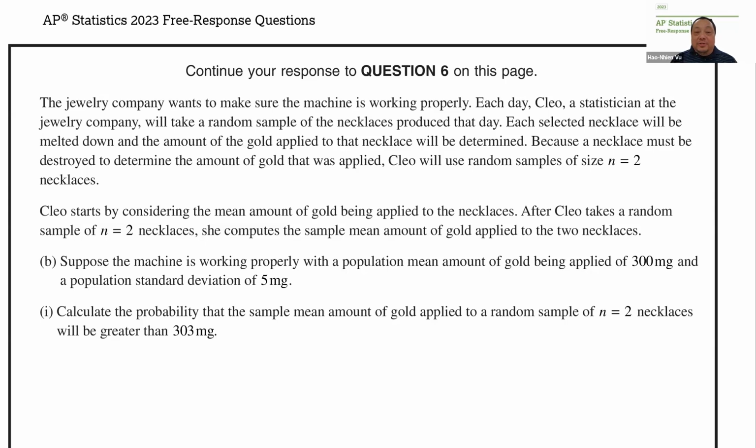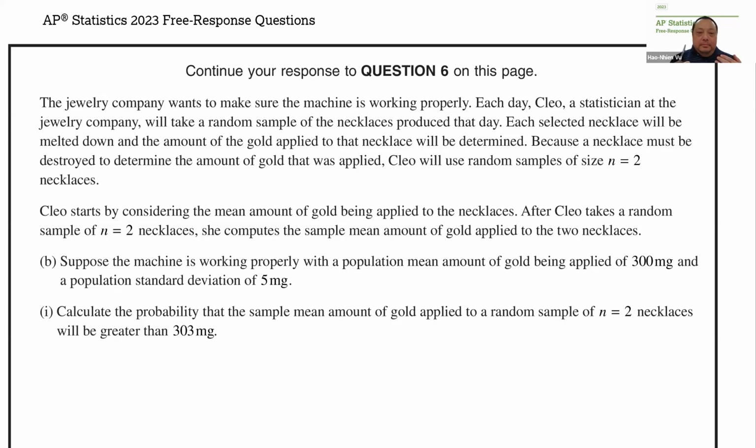Cleo starts by considering the mean amount of gold being applied to the necklaces. After Cleo takes a random sample of n equals 2 necklaces, she computes the sample mean amount of gold applied to the 2 necklaces. Part B, suppose the machine is working properly with the population mean amount of gold being applied of 300 and standard deviation of 5. So part I, calculate the probability that the mean amount of gold applied to a random sample of n equals 2 necklaces will be greater than 303 milligrams.